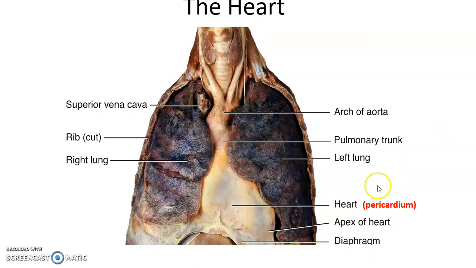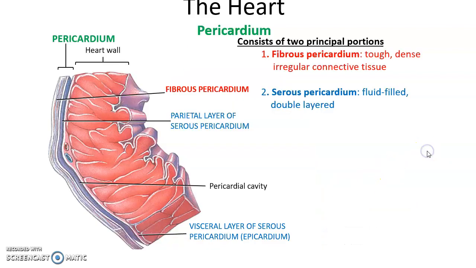Here is another view of the thoracic cavity. Here's the lungs. Here is where the heart is, but we cannot see it clearly because of the pericardium, that fibrous sac that surrounds the heart. Pericardium is two layers. The superficial layer is the fibrous pericardium. This is tough, dense, irregular connective tissue, very strong. And the second layer is the serous pericardium.